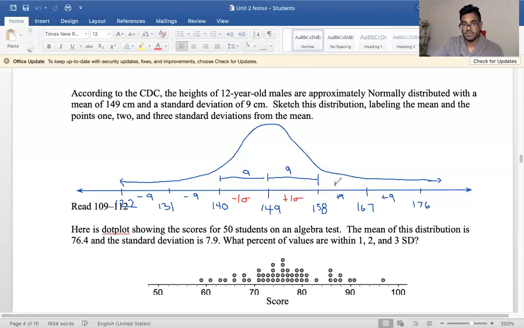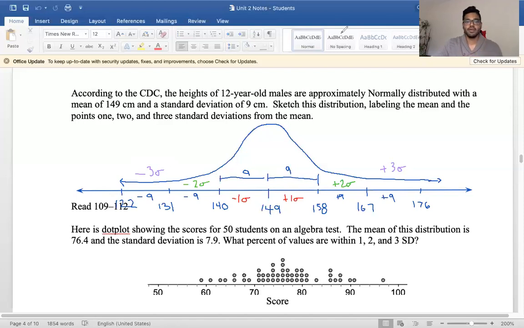This is plus 2 standard deviations. This side is minus 2 standard deviations. Then one more. Plus 3 standard deviations. And minus 3 standard deviations. Okay. And we're going to talk about the empirical rule in a little bit. And that's going to be pretty important.